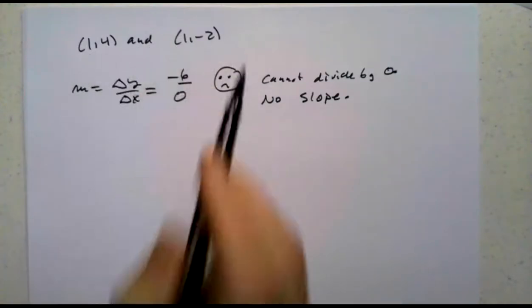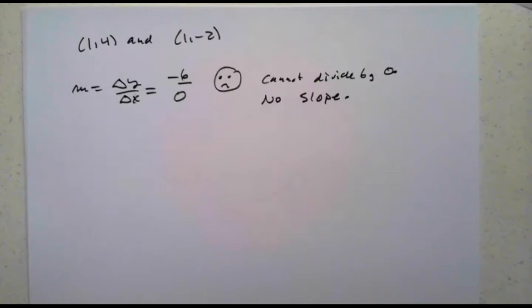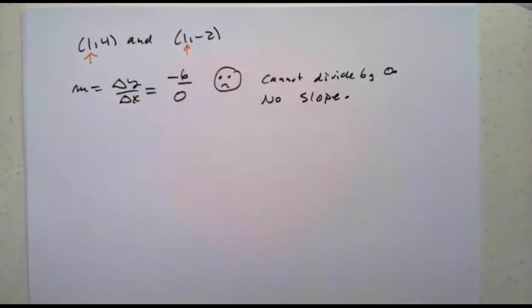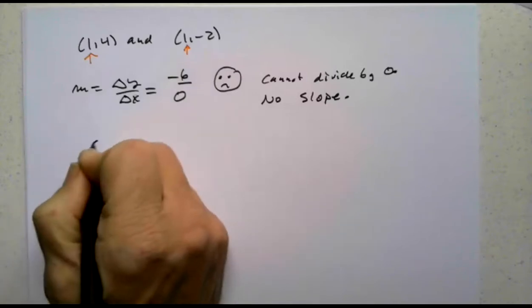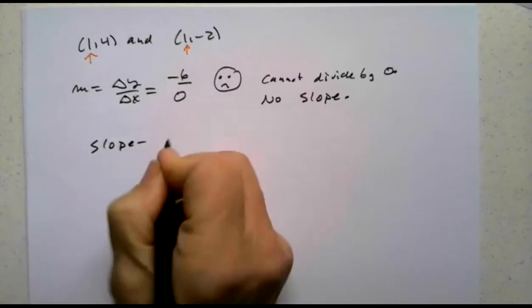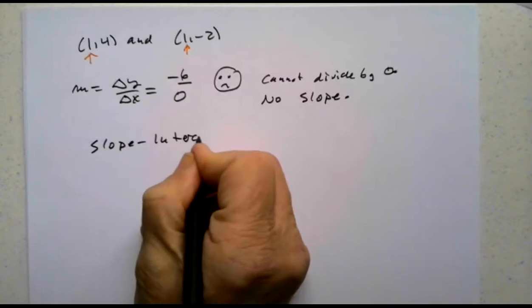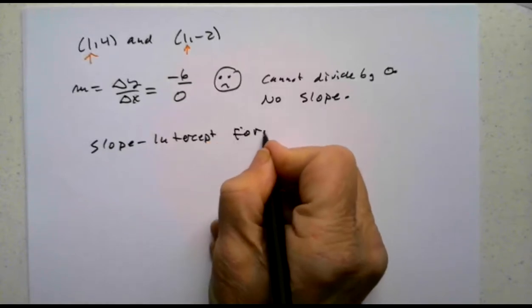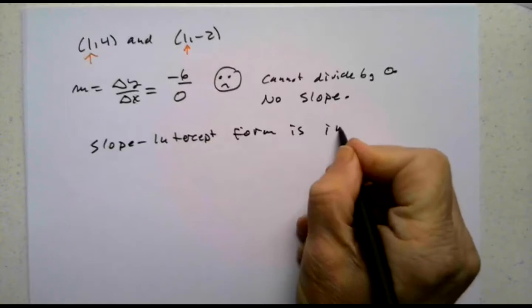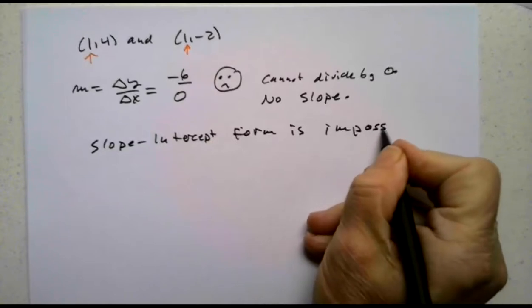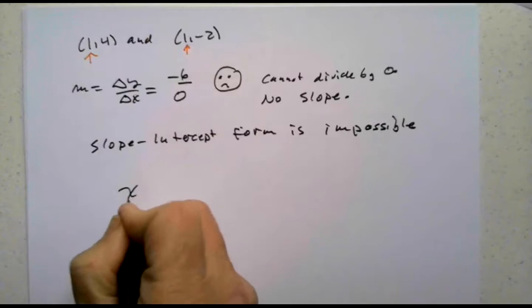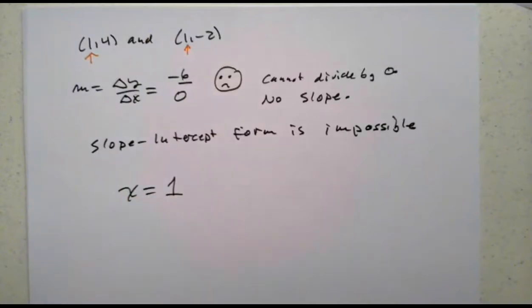So let's look at our numbers here. 1, 4, 1, -2. What do we notice? Well, in this case, the x value is 1. In this case, the x value is 1. So the equation, again, not in slope-intercept form because slope-intercept form is impossible, because there is no slope. But I can get the equation of the line. What is the equation of the line? The x values are 1. Answer is x equals 1.